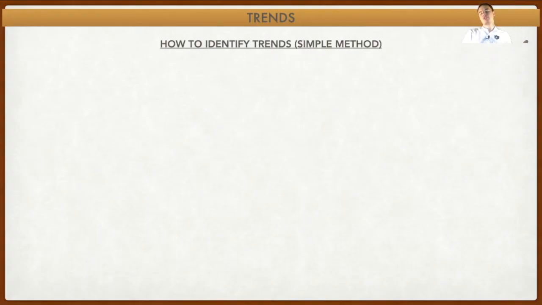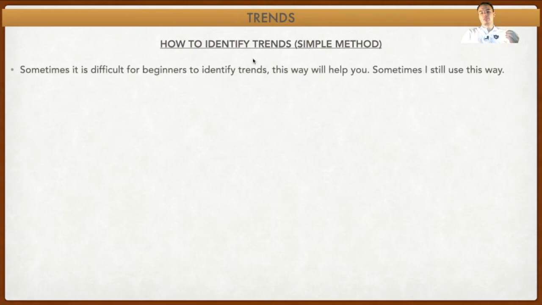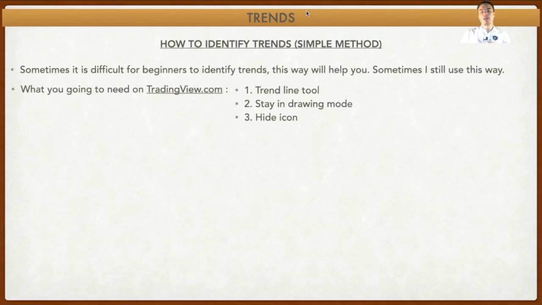Now, how to identify trends? The simple method. It can become difficult, especially for beginners, to identify trends, to identify market structure. So this method is a way to help you identify this trend. Sometimes even I personally still use this way. It's very, very effective. So what you need to do is go to tradingview.com.